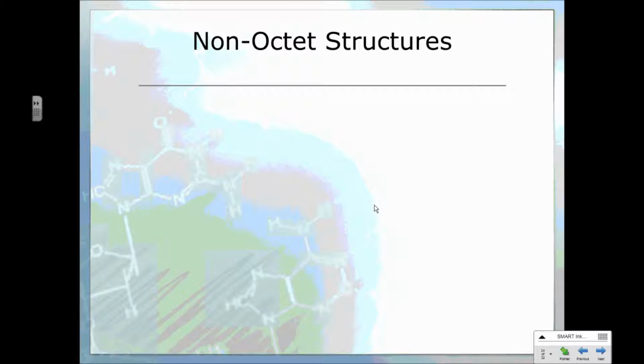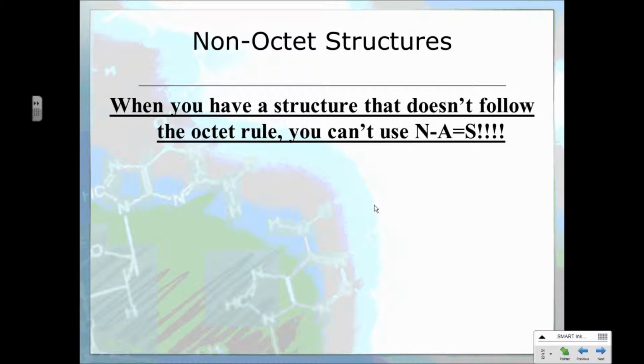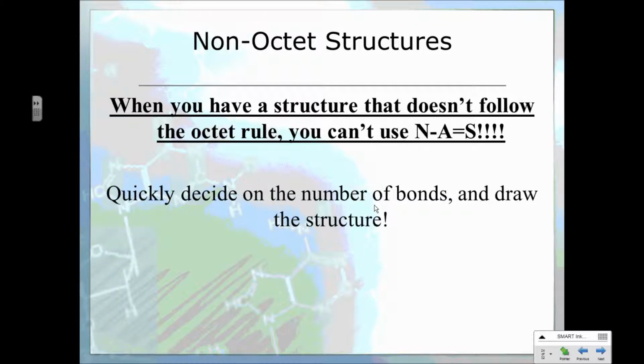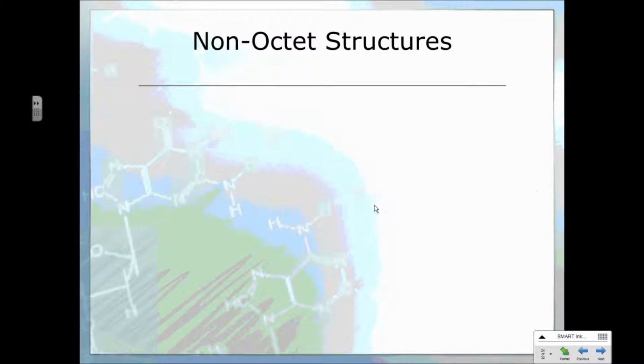This seems like it makes it harder, but actually, it's going to make it quicker. N minus A equals S only works for octets. So if we don't follow the octet rule, we have a non-octet center atom, we can't use the N minus A equals S. It won't give us any valid information. So the first thing you should do before you do N minus A equals S is quickly decide if it is a non-octet, and then go right to the number of bonds and draw it. We get to skip N, A, and S at that point.